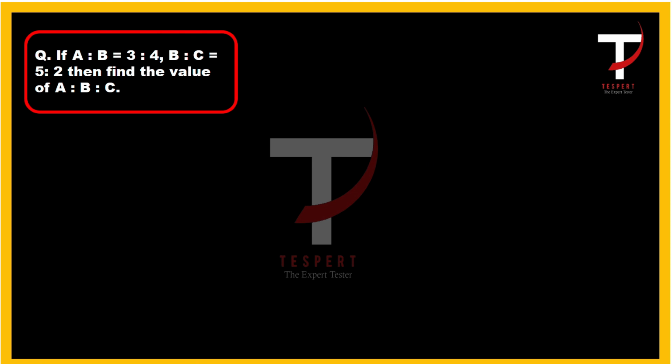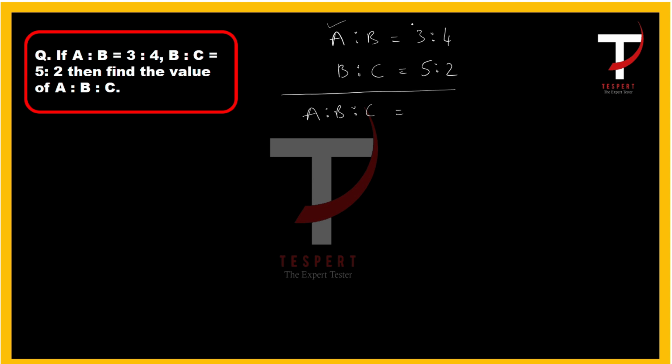If A is to B is equal to 3 is to 4, B is to C is equal to 5 is to 2, then find the value of A is to B is to C, right? So A is to B is equal to 3 is to 4, and B is to C is equal to 5 is to 2. Find the value of A is to B is to C. So if we observe here, the value of A is 3, not 3, but 3x, right?